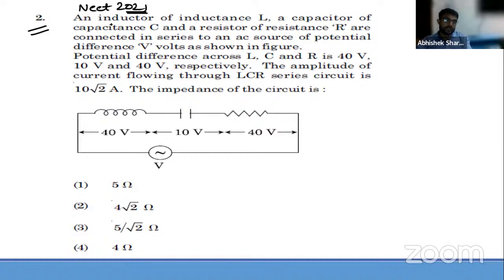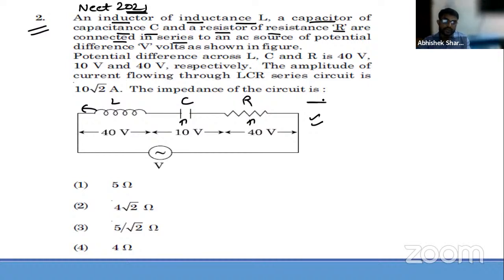So the question is this. Now I will be continuous. The question is this: an inductor of inductance L, a capacitor of capacitance C, and a resistor of resistance R are connected in series as shown in this figure. So you can see this. This is an inductor of inductance L. This is a capacitor of capacitance C. This is a resistor of resistance R.